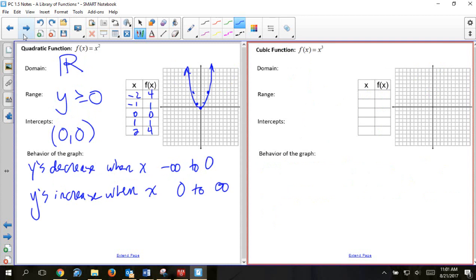Next is cubic. Cubic function. We're going to use the same x's, same inputs. But when you cube a negative number, -2 cubed is still negative. -8. -1. 0. Then 1. Then 8.